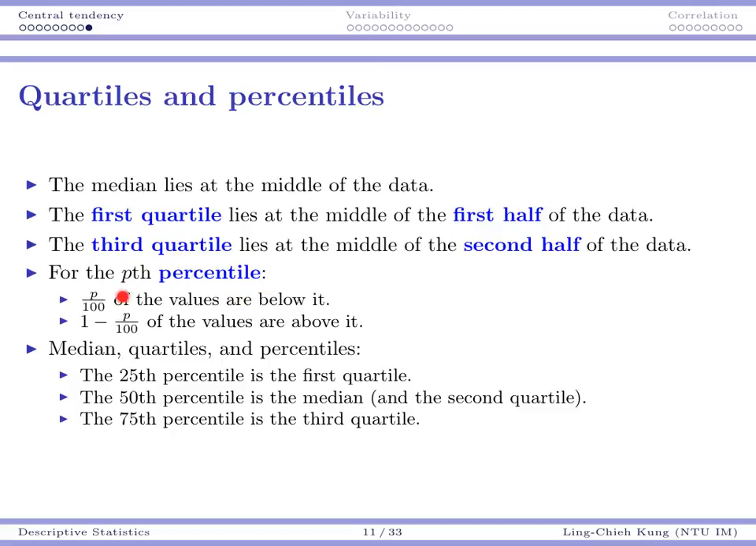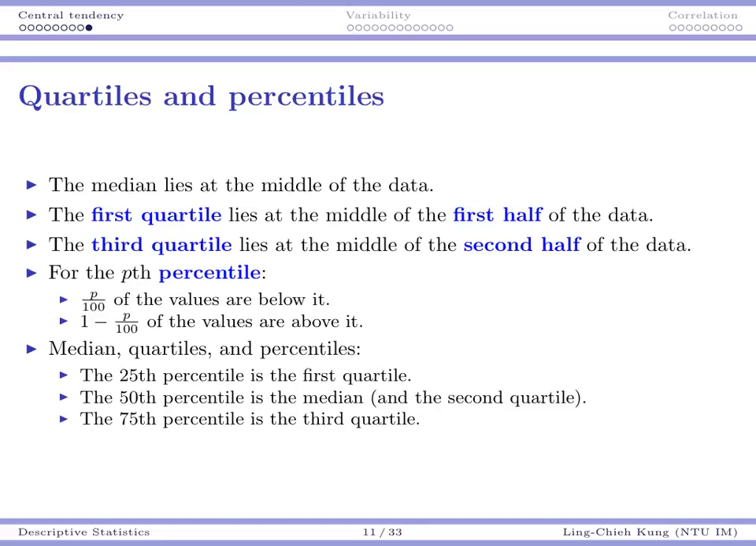For the pth percentile, we have p over 100 of all the values below it, or the other way, above it. Okay, so in some sense, we can have the first percentile, second percentile, and so on. Then by definition, the 25th percentile is the first quartile, right? The 50th percentile is the median, or you can say the second quartile, and the 75th percentile is the third quartile.